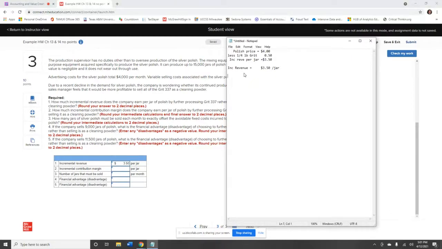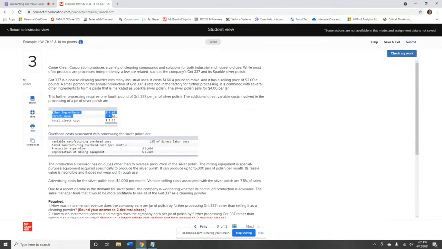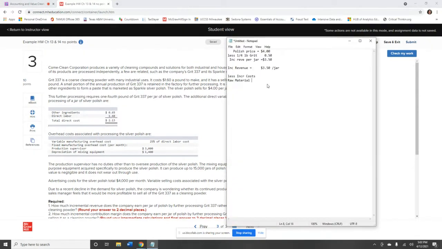All right, so now I'm going to subtract out all my incremental costs, in other words, things that will go up as I make Sparkle. So there's some other ingredients. There's some raw material that we have to add, paste or something, 0.65 per jar, processing of a jar. So this is per jar, 65 cents per jar. So there we go, minus 0.65.